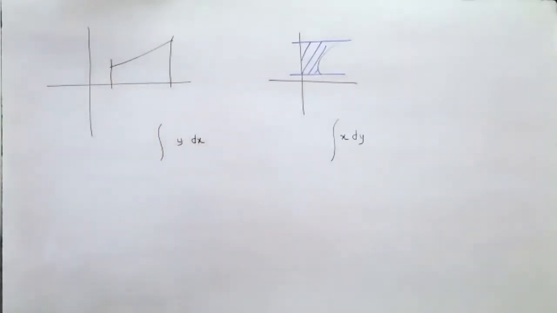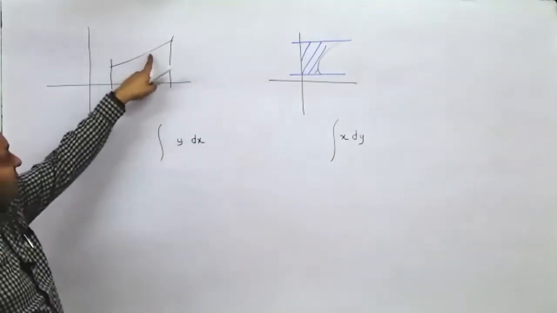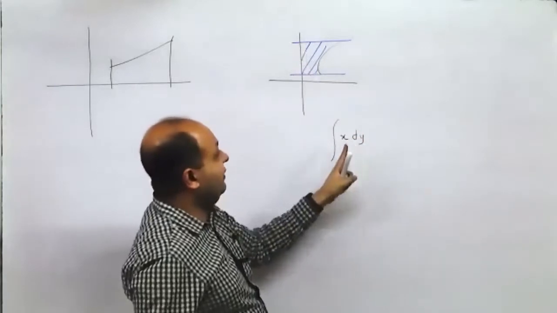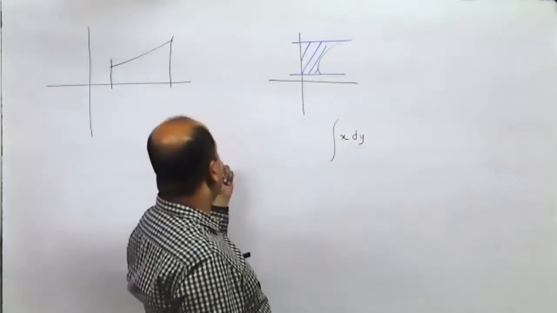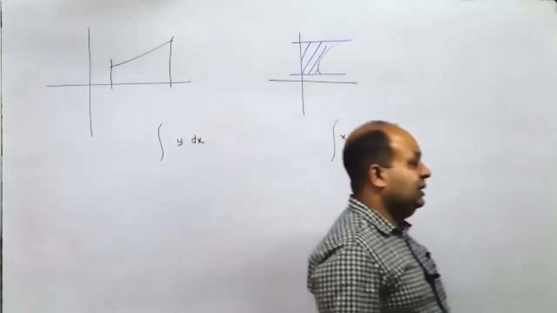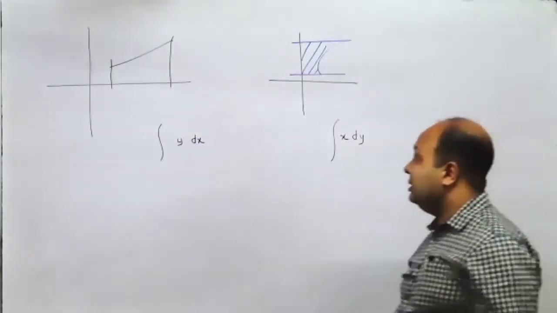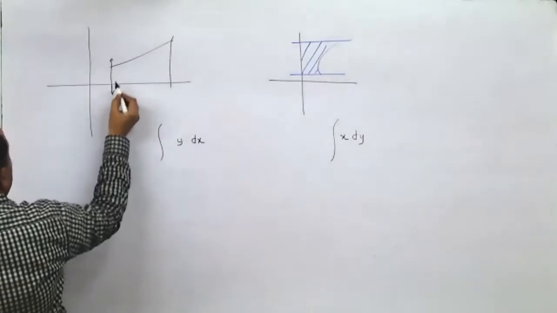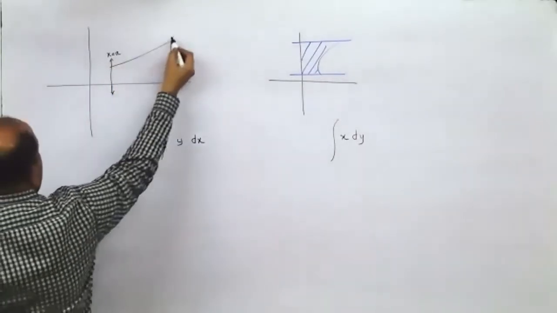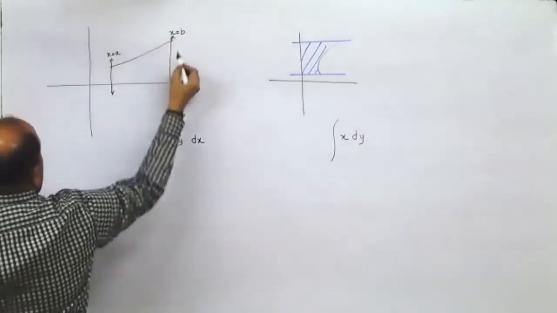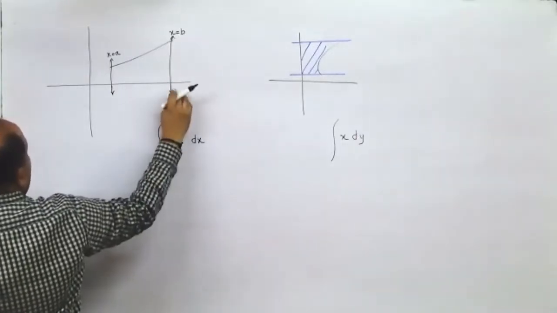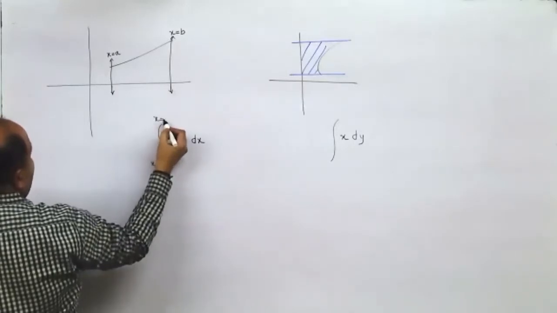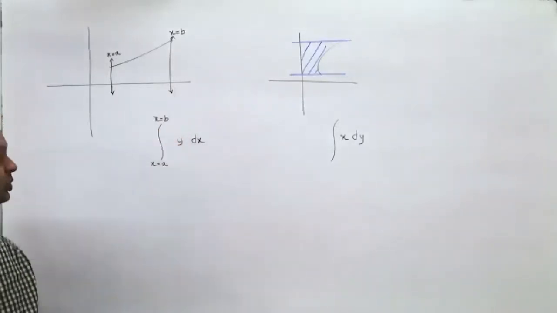Now, even if you don't remember it by heart this way, if it is between the curve and the x-axis, dx. If it is between the curve and the y-axis, dy. If it is dy, write x over here. If it is dx, write y over here. Now, here, this line is parallel to the y-axis, so it would be x equal to a. Here, x equal to b. Now, you have to integrate between x equal to a and x equal to b.